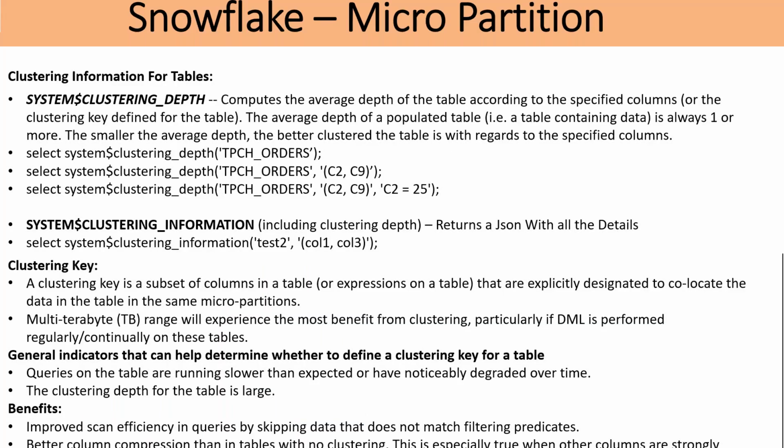So where do we know that depth information, sir? We have the query. There is a function. That's what I'm talking about: SYSTEM$CLUSTERING_DEPTH. You query the table and pass whatever the columns are. It gives you the clustering depth. There are two functions: clustering depth and clustering information. Clustering information gives you a lot more data. Clustering depth gives you only the depth of that particular table. Let's query that and then see.